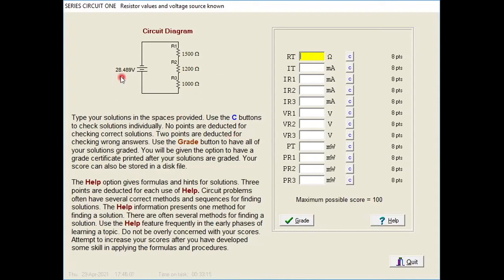Here's a 28.489 volt battery. The positive is the long line, the negative is the short line, and we know that current flows from minus to plus. The high positive voltage on the battery attracts the negative electrons. And the first thing we have to do when solving any circuit parameters is identify the circuit. We need to know, is this a series circuit? Is this a parallel circuit? Or is this a complex circuit?